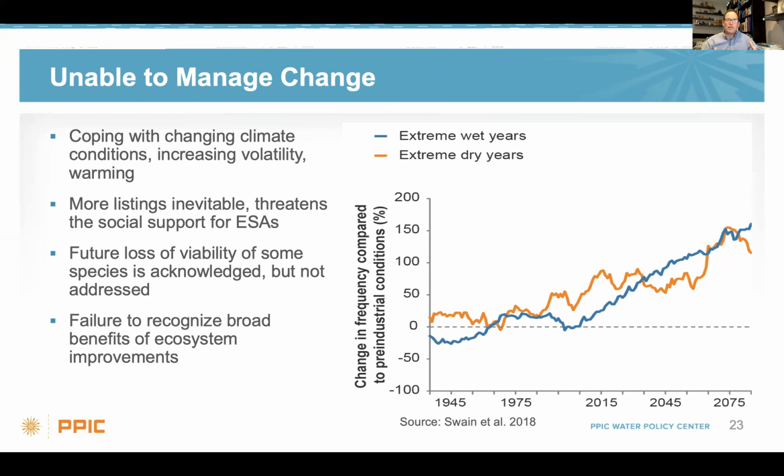What do we do about this? I mean, there's a lot of work in the literature about what to do about this, but there's very little action on the ground because we're basically stuck with the Endangered Species Act as this primary lever. What I worry about is that this is going to basically lead to a slew of new listings and a loss of public support for the ESA. I think that will actually threaten it.